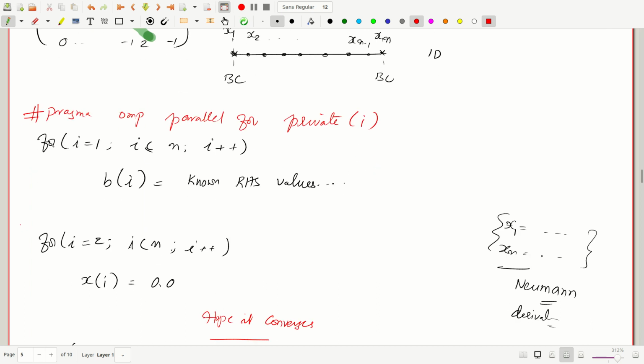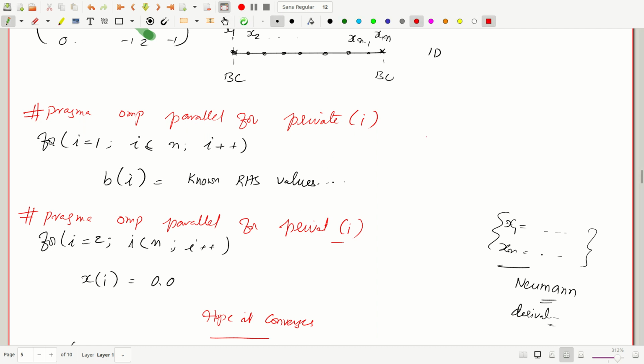And the same thing can be repeated even for the initialization. So this is also hash pragma OMP parallel for private i. Or, if this is a do loop in Fortran, exclamation dollar OMP parallel do private i. And then of course you need to have the corresponding exclamation dollar OMP end parallel do. If it is C, you don't need it.